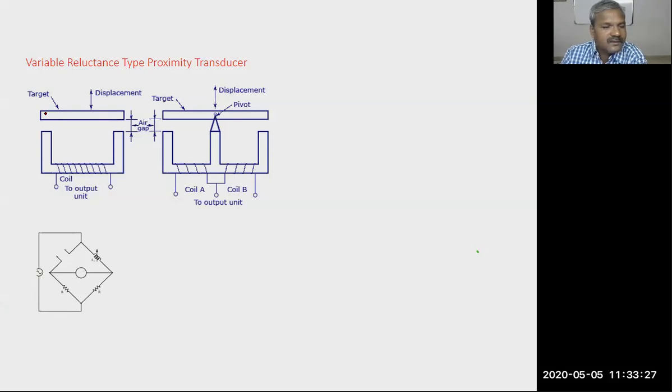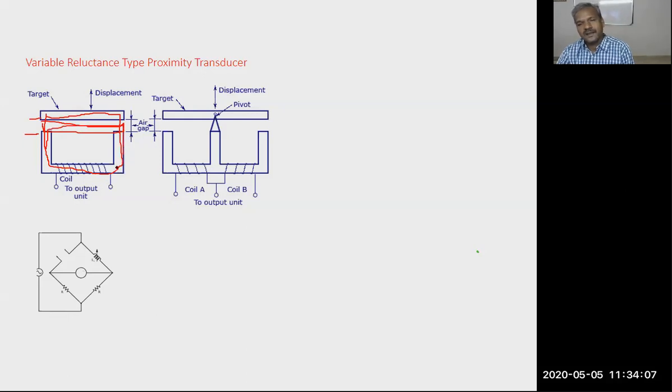There is a magnetic field in this core. The air gap is between this movable iron plate, which is a metal plate, and this core. Both are magnetically sensitive cores. This is the air gap, between the displacement plate and this core. This air gap is very small. Suppose the plate is just over this, there is zero reluctance.